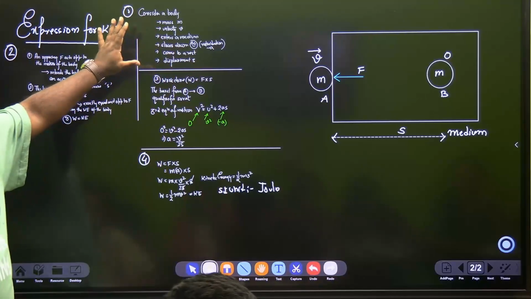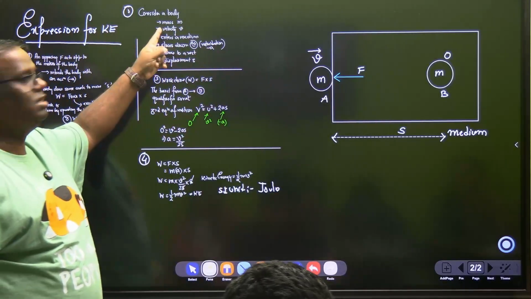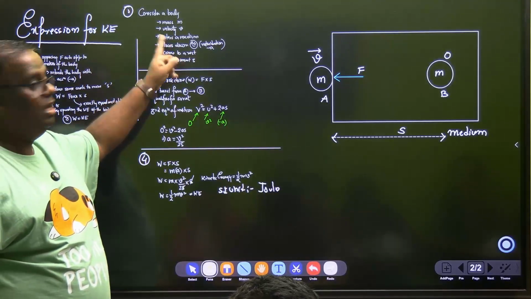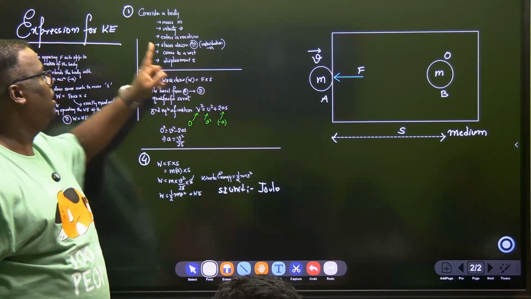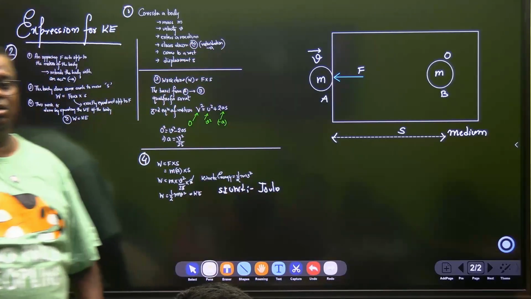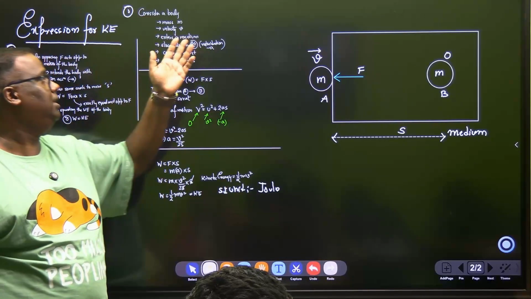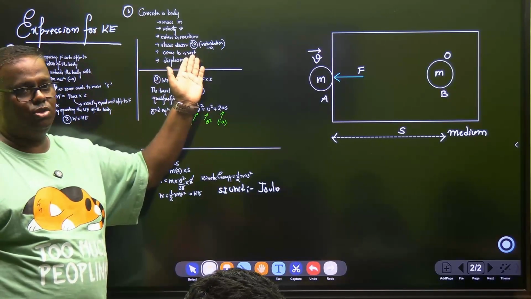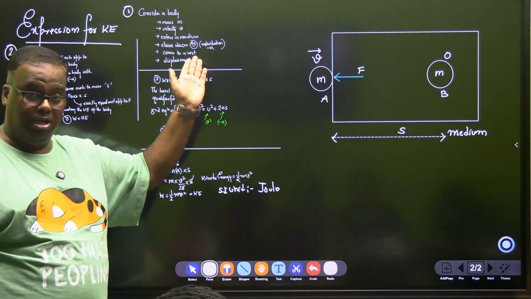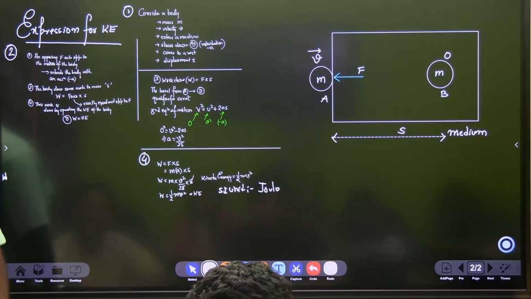First is the consideration. You see, consider a body. Which body? This one. Mass is m, velocity is v, enters a medium. Okay, slows down, and therefore I put a smiley. Slows down means it undergoes retardation. So a negative a. This you should keep in your mind. Then ultimately comes to a rest. And undergoes a displacement s.